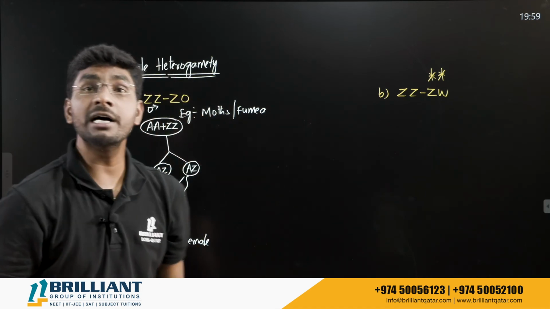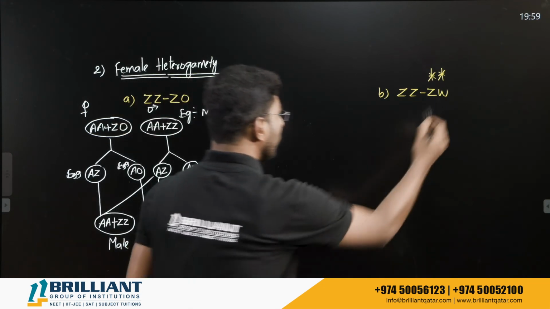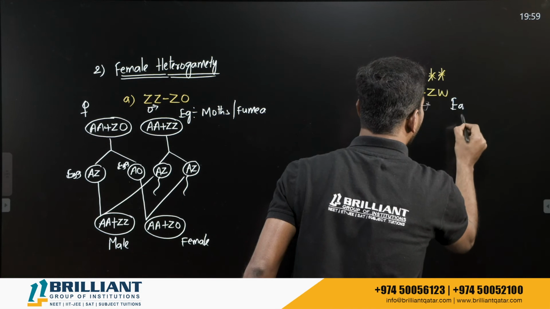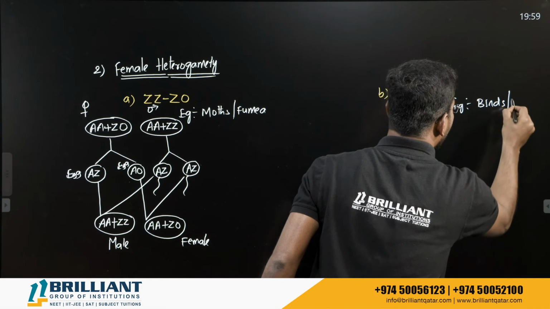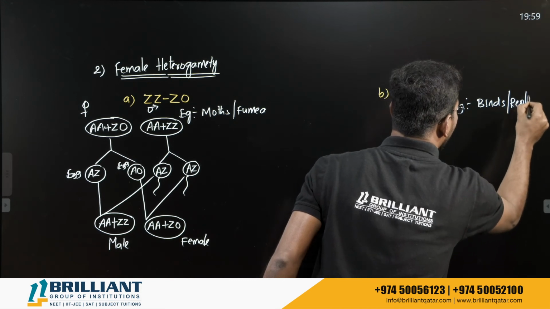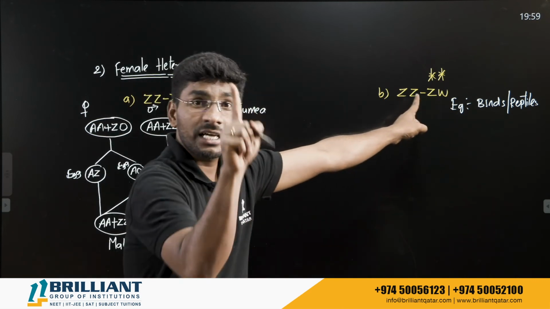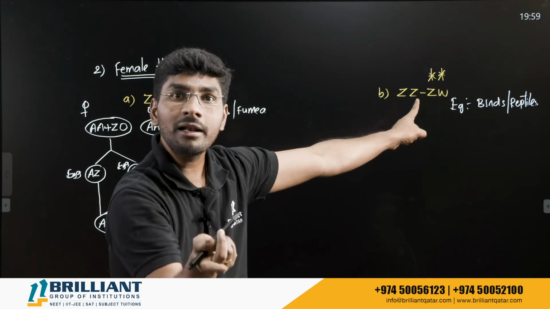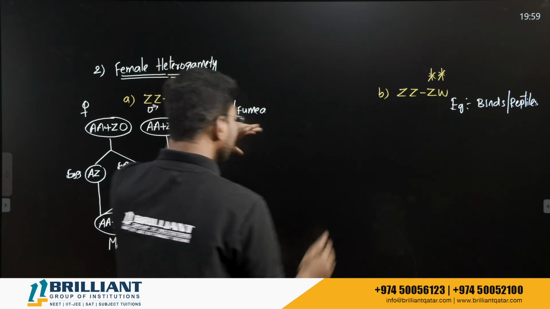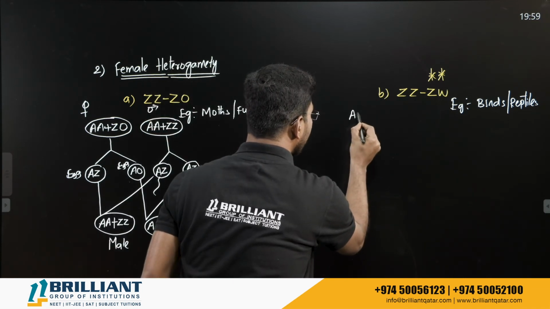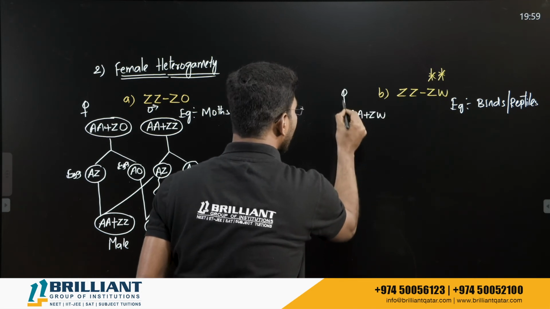Come to here: birds, poultry, reptiles. Now I'm writing, what is the example of this one? Example of ZZ-ZW: birds, reptiles show ZZ-ZW. So who is this ZW? Sir, ZW, two different, it is a female. ZZ, sir, two sex chromosomes are the same, male. Very good. Now tell me, I am writing the karyotype. What is the karyotype here? Female, AA plus ZW.